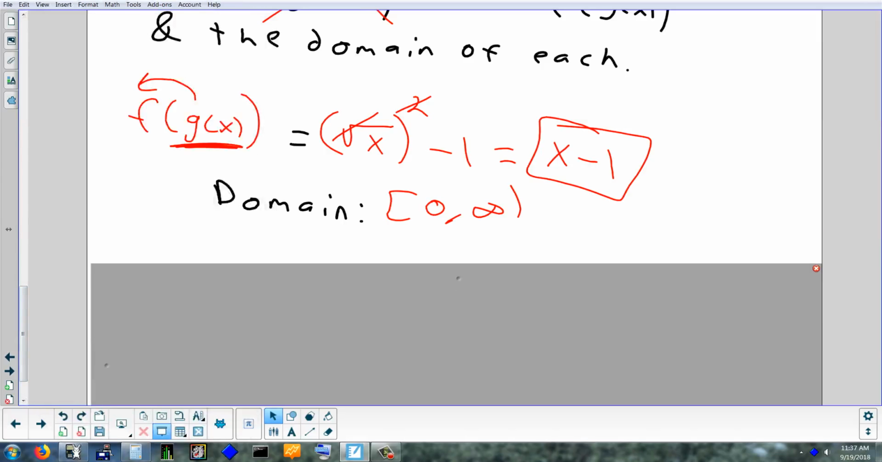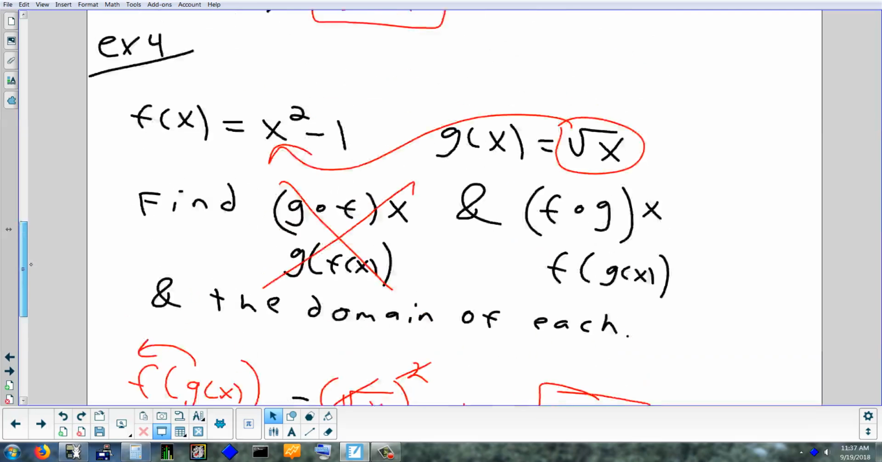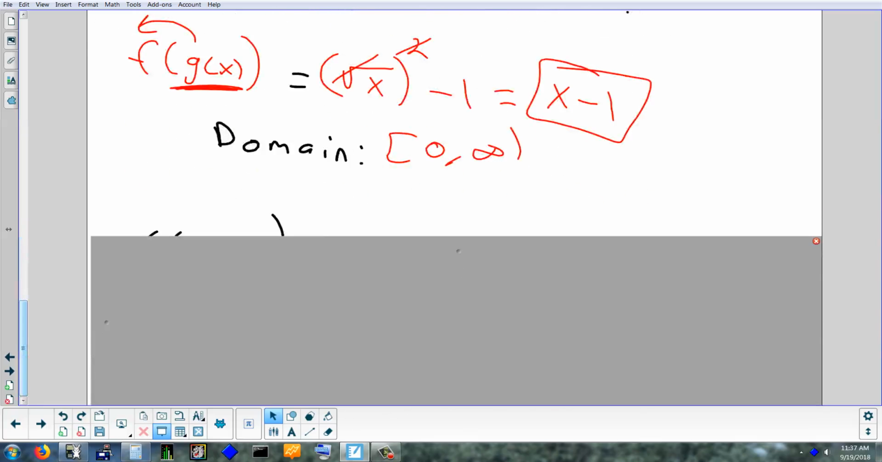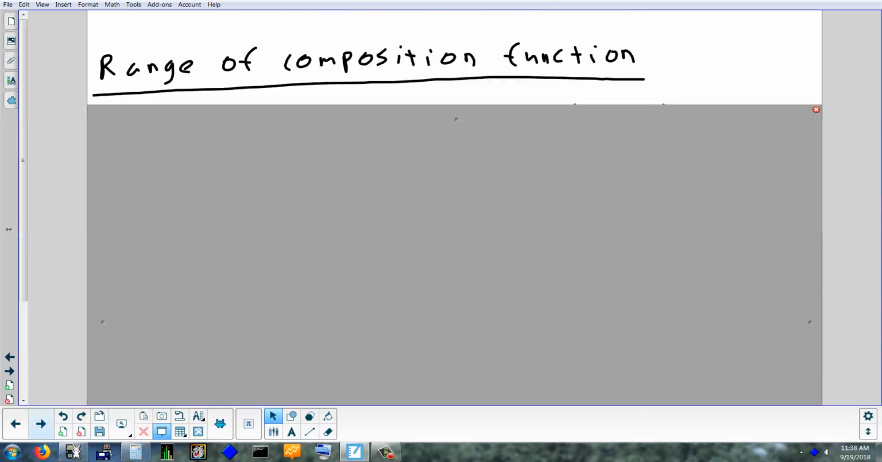Any question on it? Okay, so I'm not going to do it the other way. We did f of g. We don't need to do g of f because we'll practice another one when we do the range.